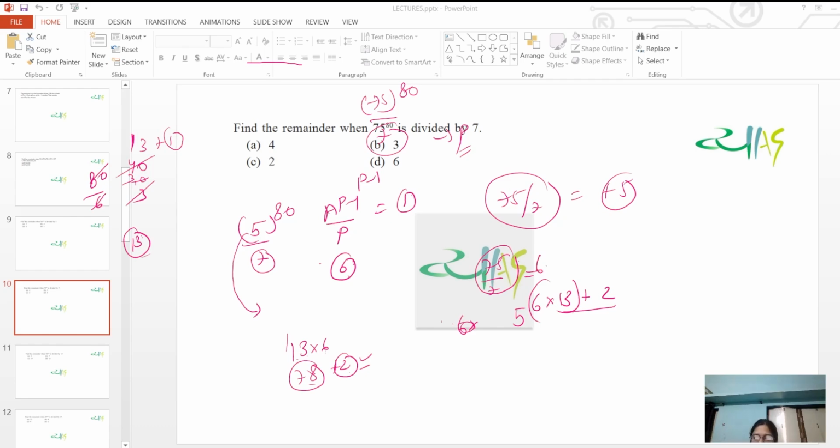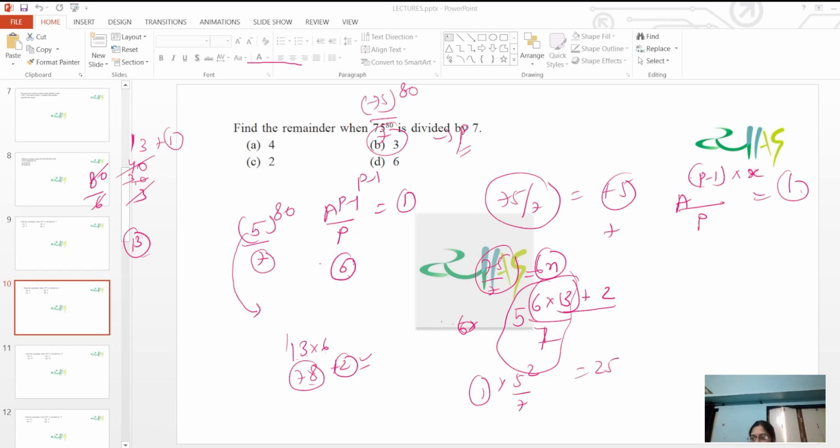Now this is in the form of 6n, and we know a to the power p minus 1, or any multiple of it, divided by p will also give you remainder 1. So this is the expression we need, and we get 1 as remainder here. What we are left with is 5 square divided by 7, and this is 25. 25 divided by 7, the remainder is what? 7 3s are 21, so the remainder is coming to be 4.